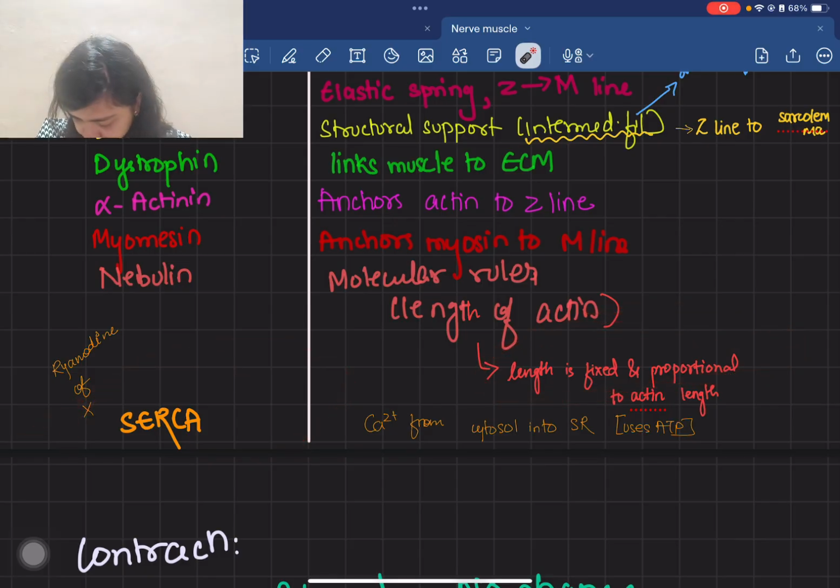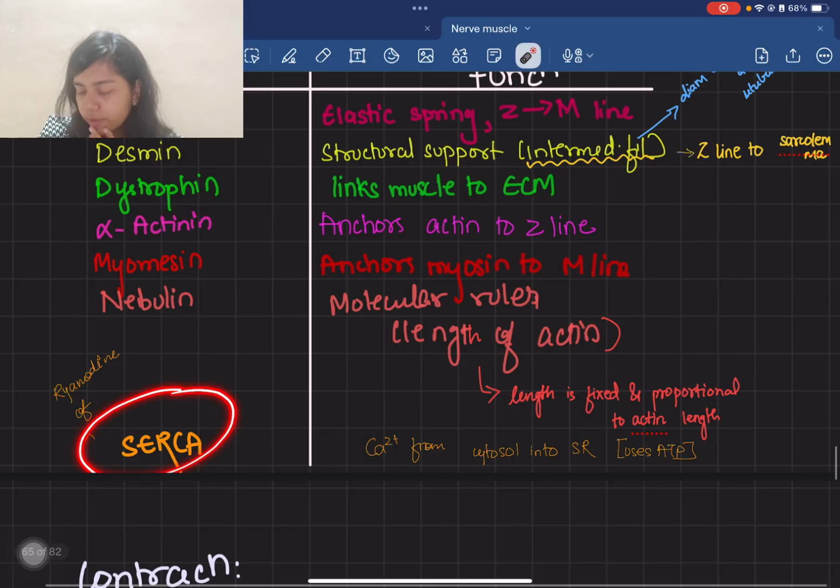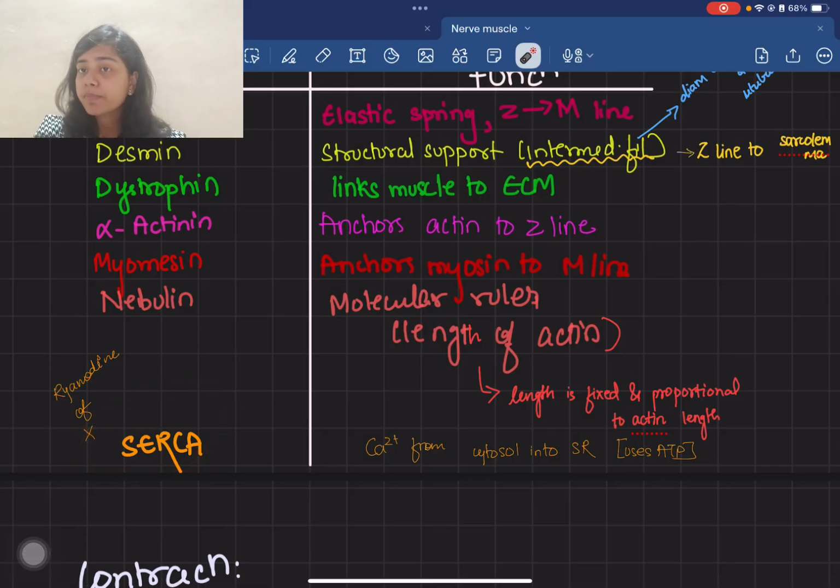And titin, sorry, the remaining protein, I'll tell about that in the upcoming videos. It will have a major role in muscle contraction in the next video.